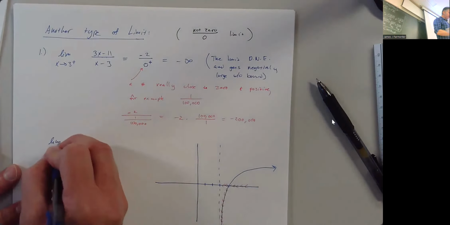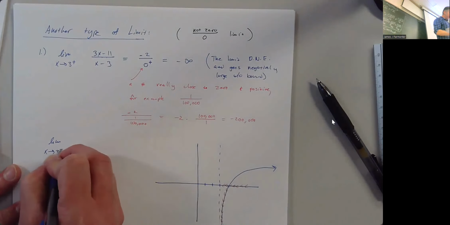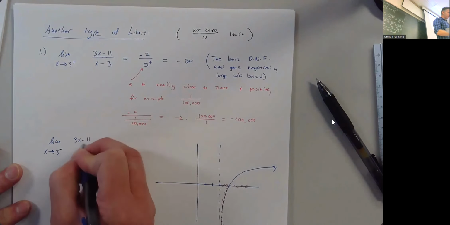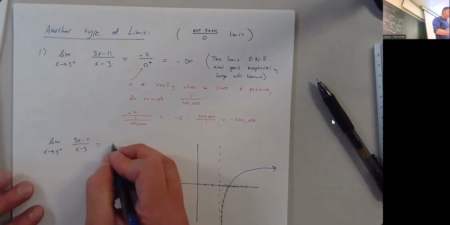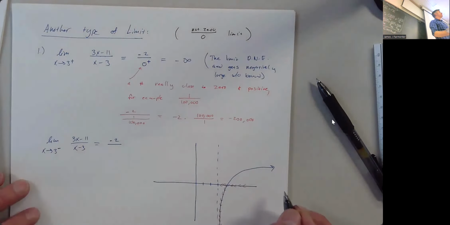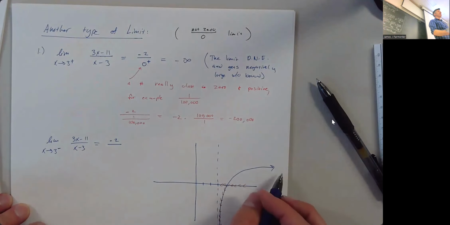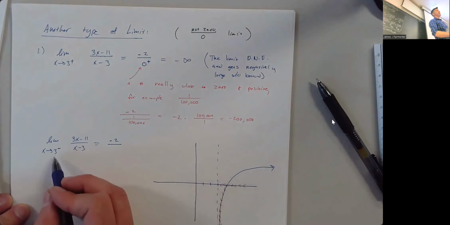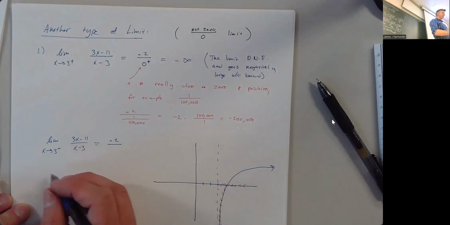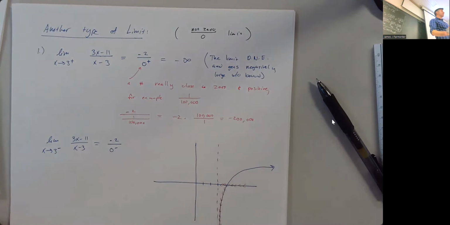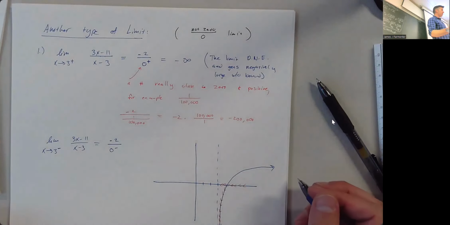Let's look at the limit as x approaches 3 from the left of 3x minus 11 over x minus 3. The top isn't going to change. I'm still plugging in 3 to the top, and I'm still getting 9 minus 11, which is -2. However, the bottom is going to change just a tiny bit, because when you plug in a number that's slightly smaller than 3, you're getting a very, very slightly negative number, which I'm going to write as 0 superscript minus sign.